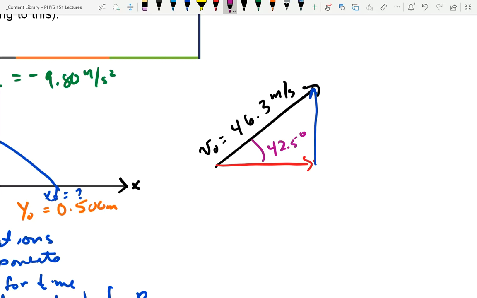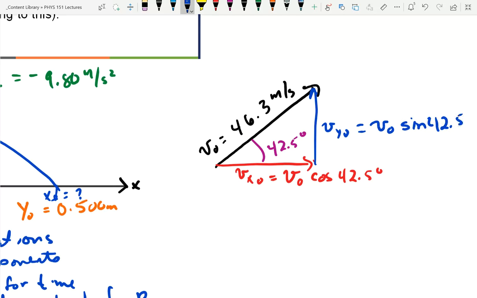And so then I have to just ask myself, okay, which side is Vx initial? Adjacent or opposite? Adjacent. And therefore, that's going to be the hypotenuse times cosine of the angle. And that means that Vy initial is the opposite side. So that's V0 sine of 42.5 degrees.